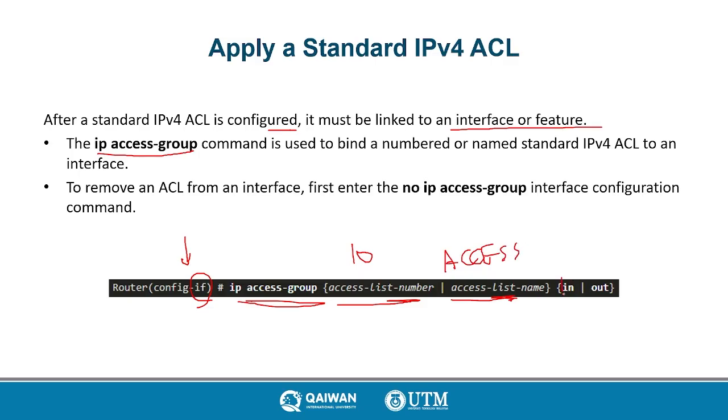We also need to tell it whether it is in or out, because we have inbound and we have outbound. We need to make sure it is inbound or outbound. Inbound means all the traffic that comes into this router, because we are inside the router. Outbound means all the traffic that is going outside the router.